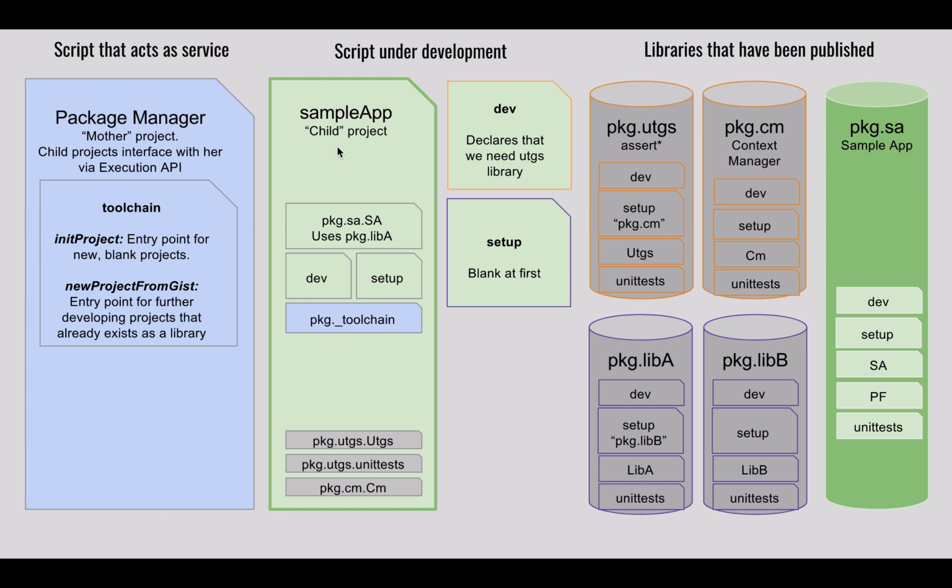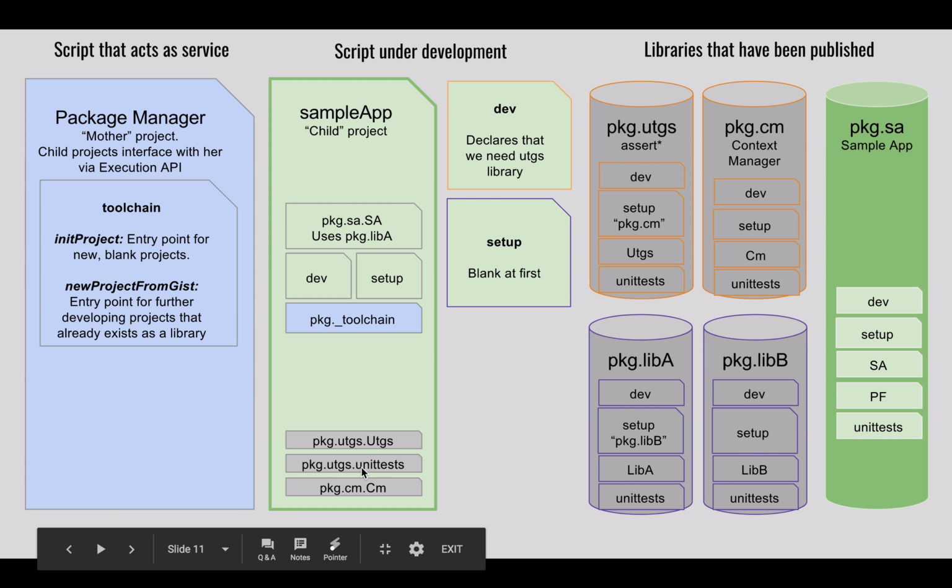But when this init project is run, because it's not blank, it declares it needs the unit testing Google Apps Script library. It automatically includes it. Not only that, it just includes that there, but it includes this one as well. It includes the unit tests as well. And the file name follows the convention of pkg dot. That way we don't run into name conflicts in our project file names.